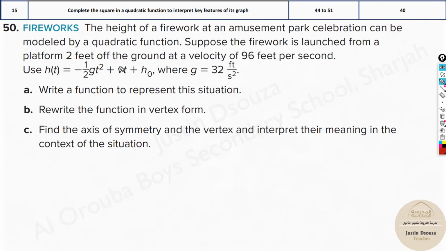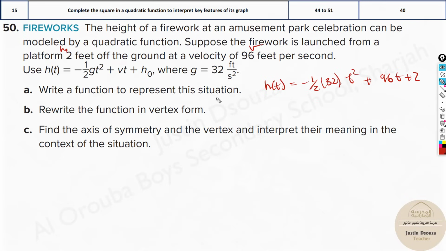Now let's see what is known. g is known. What is v? Velocity is given. This is v. And the height h naught, initial height, is 2 feet. So your equation will be h of t equals minus half into 32, that is the g value, t square plus 96t plus 2. This is the equation. You can put this directly in the calculator, it's fine.